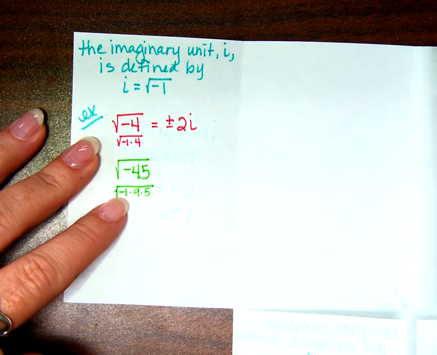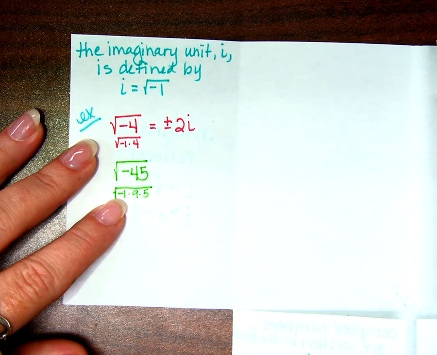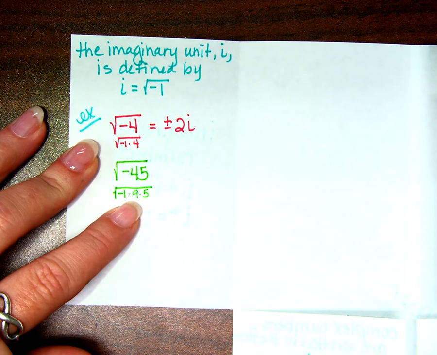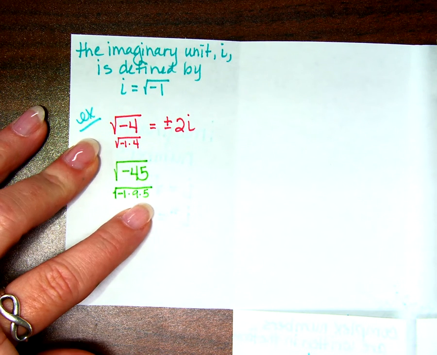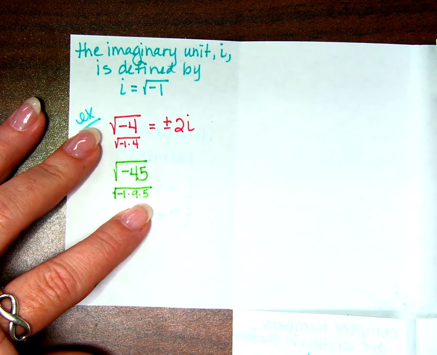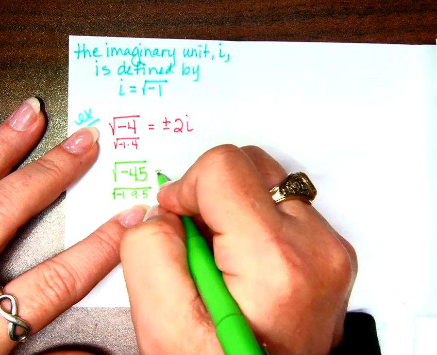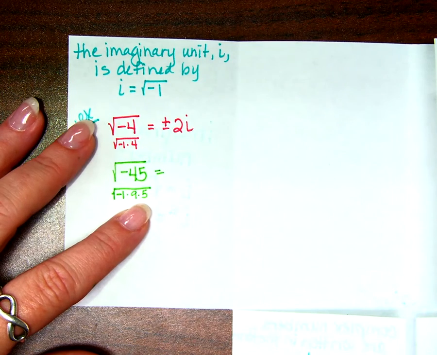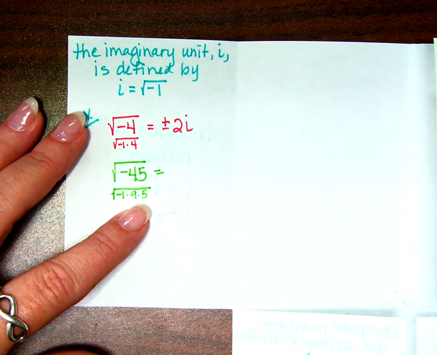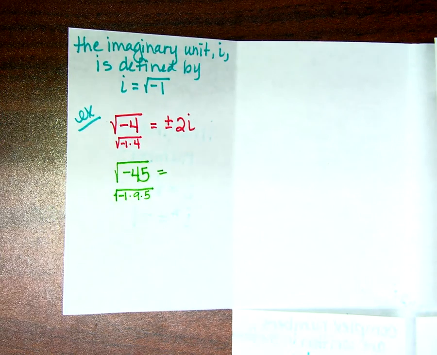Now, what's the square root of negative 1? i. What's the square root of 9? Plus or minus 3. And what's the square root of 5? I don't know either. Okay? So we need to figure out what order we write everything in, don't we? Does it really matter? No. But there's a more appropriate way to write the answer.